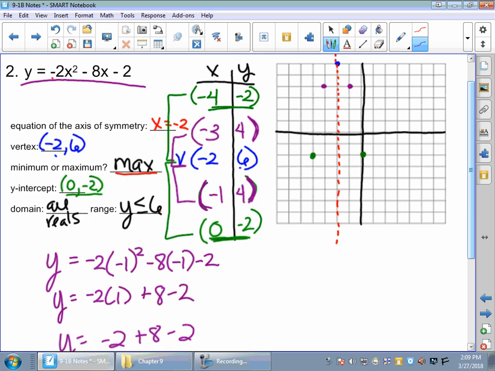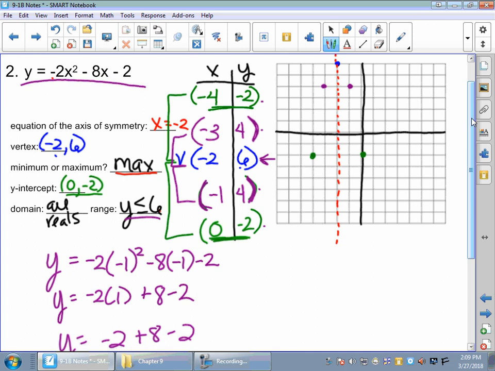So you can see my dots. My blue dot is my vertex. It is the highest point. Notice that this 6 is the highest value. That means my range is correct. All the other ordered pairs go down from there. I don't go any higher than 6. The next 2 that I picked were 4. The next 2 I picked were -2. The further I go away from the vertex, the further down that parabola is going to go. So you don't have to pick these particular x values, but they're probably the easiest ones to pick.